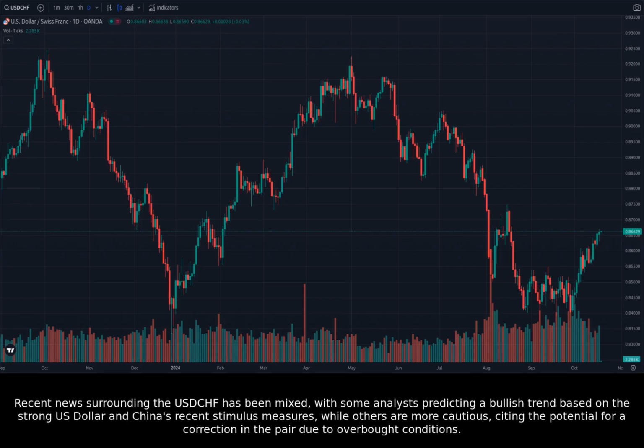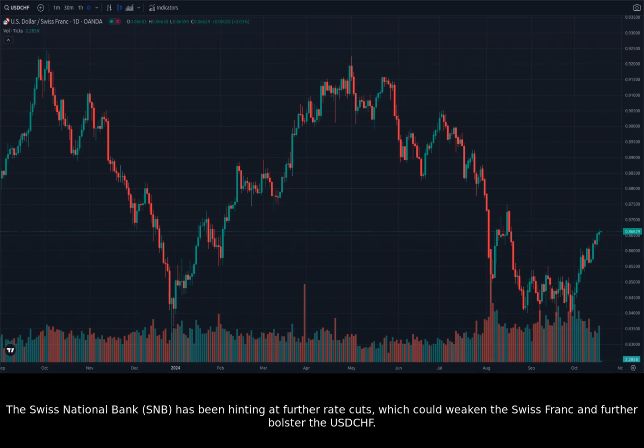Recent news surrounding the USDCHF has been mixed, with some analysts predicting a bullish trend based on the strong US dollar and China's recent stimulus measures, while others are more cautious, citing the potential for a correction in the pair due to overbought conditions. The Swiss National Bank (SNB) has been hinting at further rate cuts, which could weaken the Swiss franc and further bolster the USDCHF.